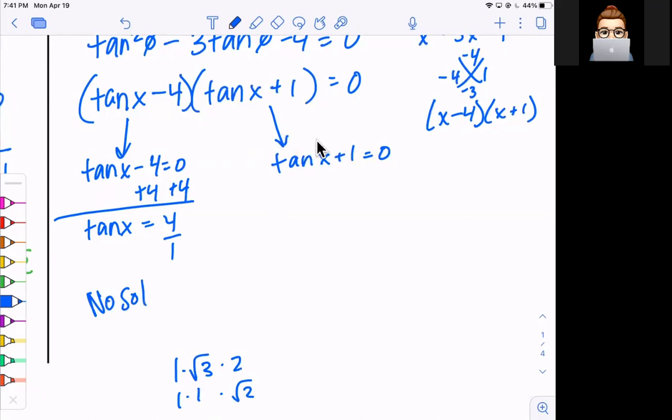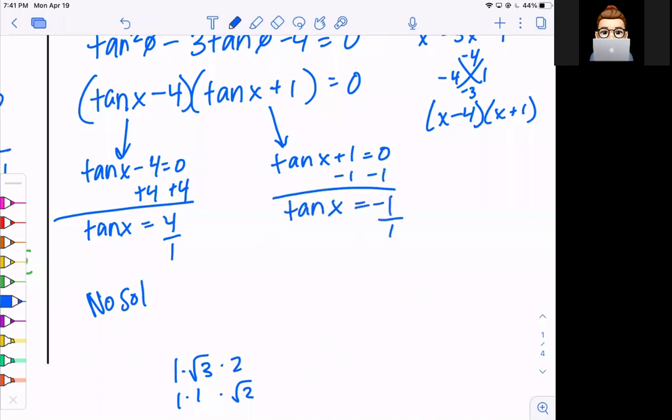And then our other possibility here, I'm going to move a 1 over. Tangent x equals negative 1. This will be over 1. So tangent is y over x. So I have either negative 1 over 1 or 1 over negative 1. So my y is negative. My x is positive.